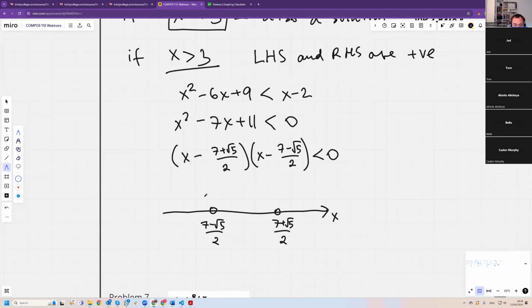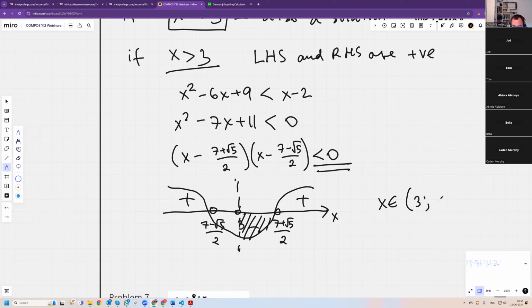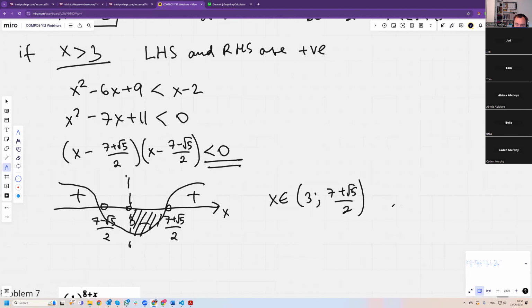Now I need to place 3 as well. So where is 3? (7 minus square root of 5)/2 is 2.38, so 3 is here. Yeah, so 3 is in between. So positive, negative, positive, but we need less than 0, so it's going to be this bit. So x belongs to the interval from 3 to (7 plus square root of 5)/2, which is also a solution.